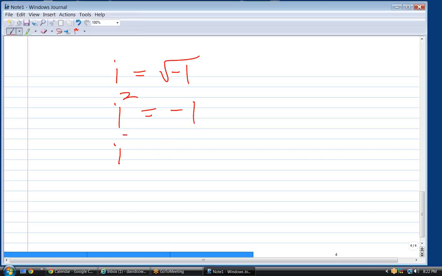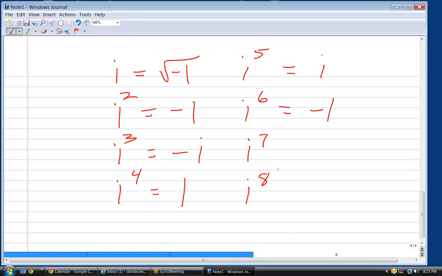What's i to the third equal? Negative i. And i to the fourth? 1. And then all others are multiples. It repeats. i to the fifth is i, i to the sixth is minus 1, i to the seventh is minus i, i to the eighth is 1.